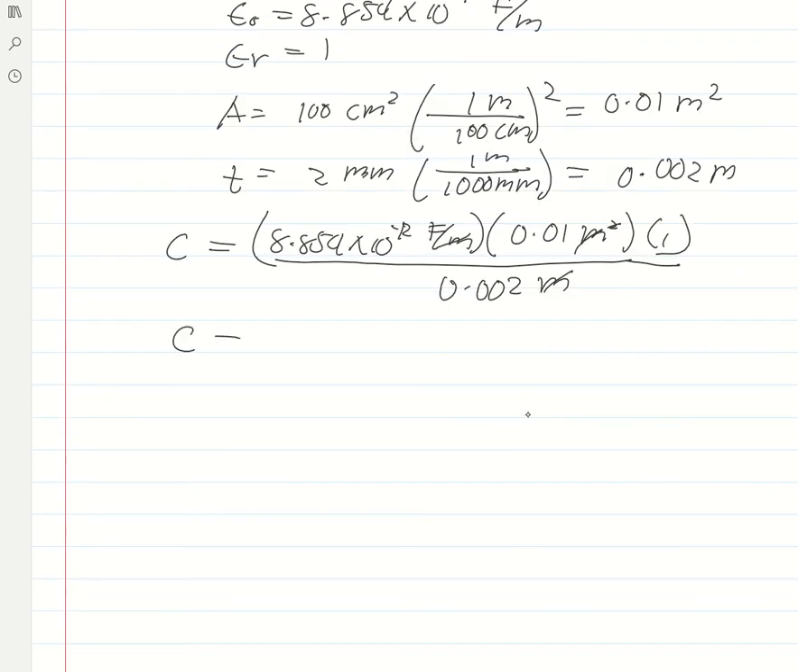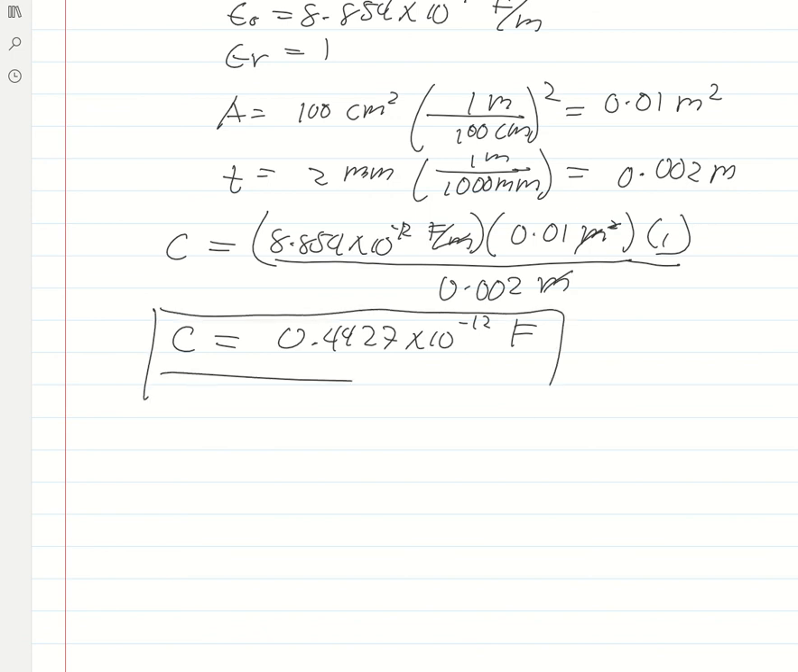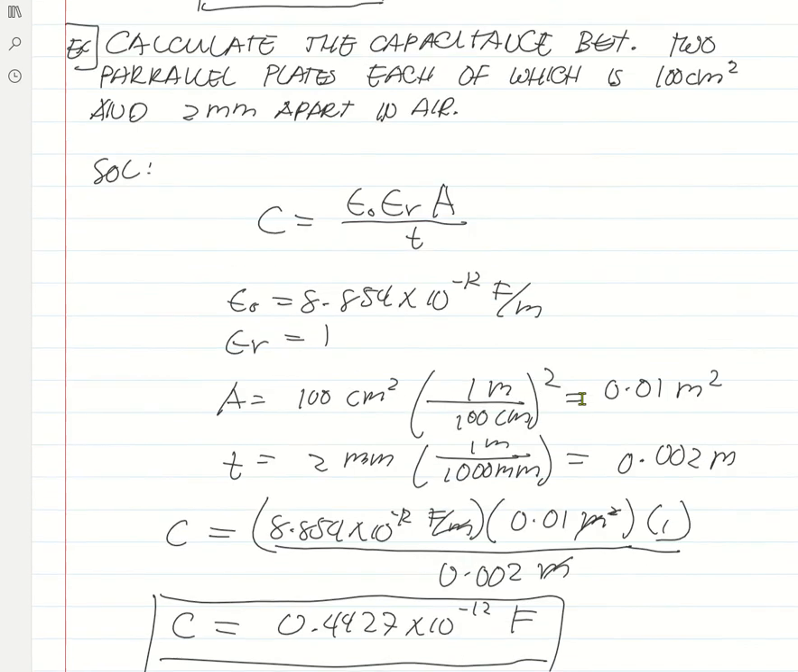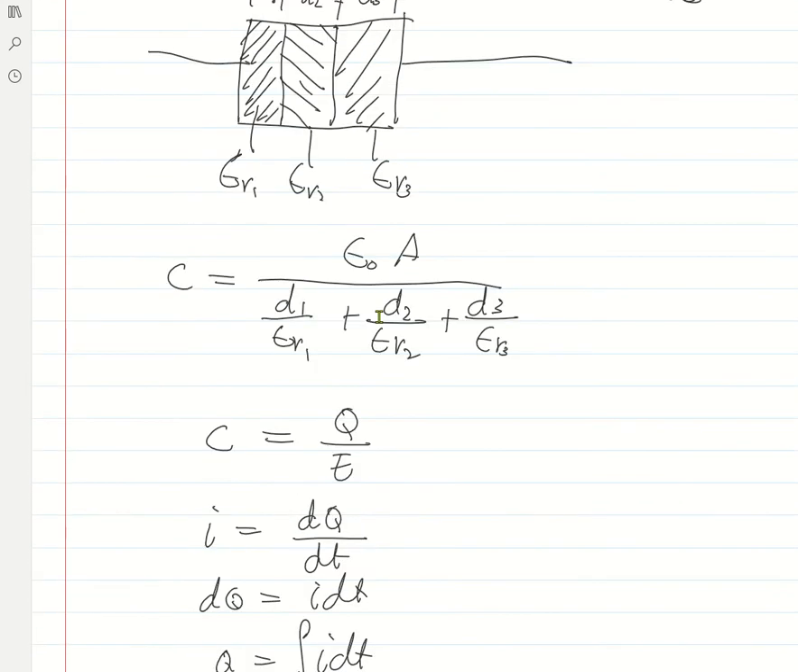Then calculating this will be equal to 0.4427 times 10 to the negative 12 farad. I'm not sure with this answer. Or this is a picofarad if you want to use the prefix pico. So this will be the answer. The capacitance of that capacitor is equal to this one. So that's how we use the two formulas that we derive here.